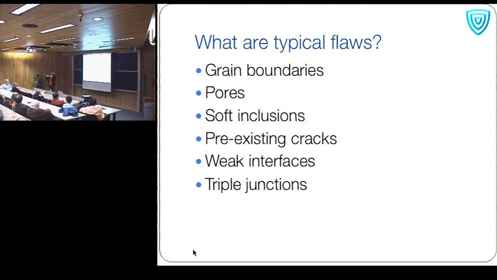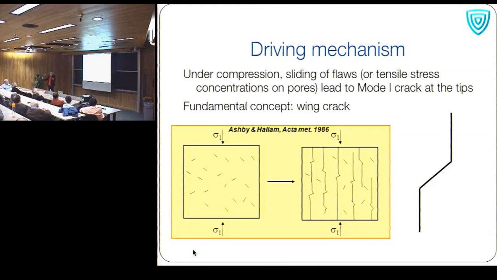In metallic materials, might be triple junctions. In ceramics, we aren't so worried about those, we don't think. So we'll say there are some pre-existing flaws, and we'll describe them by some simple geometry. So our driving mechanism here is we're going to look at specifically compression.